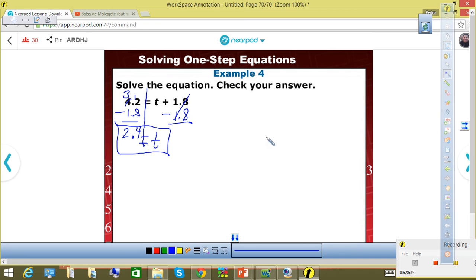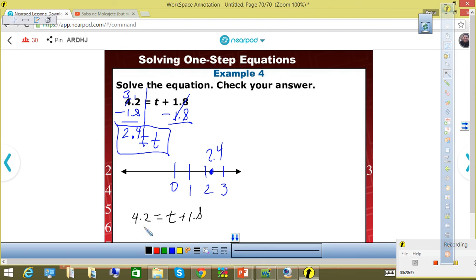Hands if you got that. Okay. And then the graph should look something like this. We got 1, 2, 3. 2.4 is about right there. 2.4. And then we check. 4.2 equals t plus 1.8. 4.2 equals 2.4 plus 1.8. And 4.2 equals 4.2. All right?